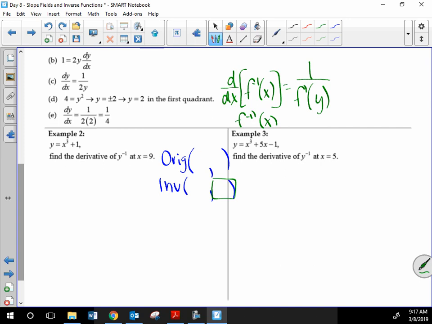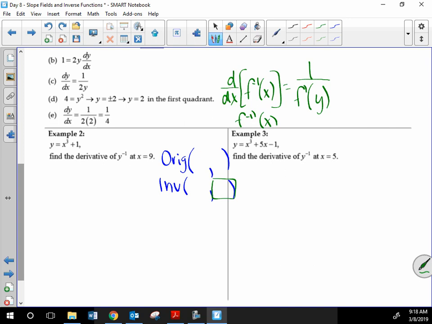Okay, so it says find the derivative of our inverse at x equal to 9. Yes, Chelsea. So you get your inverse and you take the derivative, plug in your x, and then you put 1 over that. So like your original equation, you have to find your inverse, and then you take the derivative, and then you plug in your x value, and then it's 1 over that. Or no?